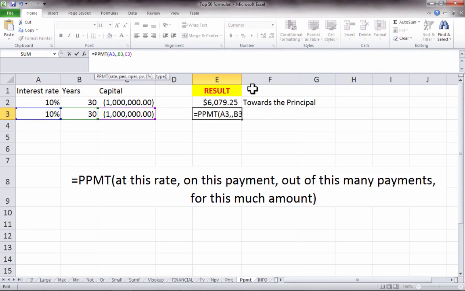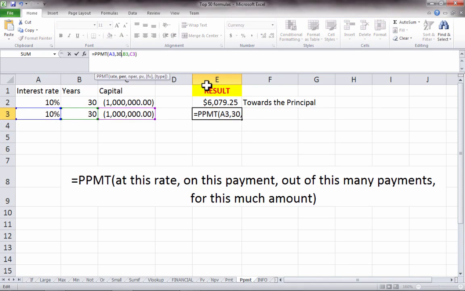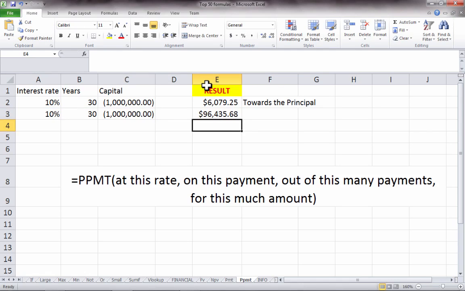So you could just change the values. Let's say I want the second year, how much am I paying towards the principal, and it's starting to go up. Because as you go through the years, more and more cash is paid towards the principal and less is paid towards the interest. So by year 30, actually most of the amount that you're paying is already going towards the principal.